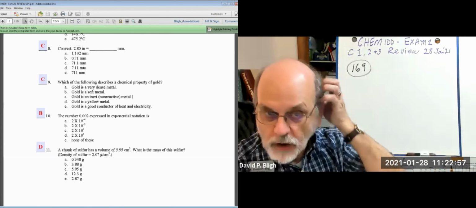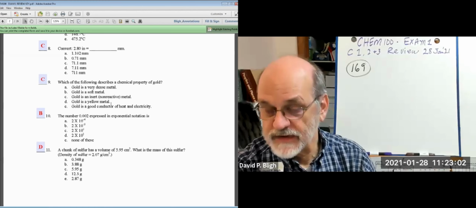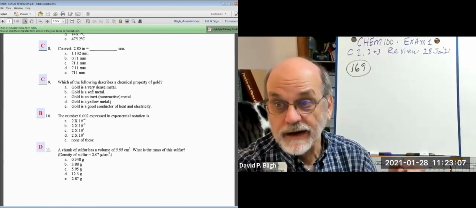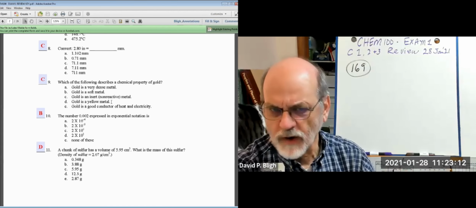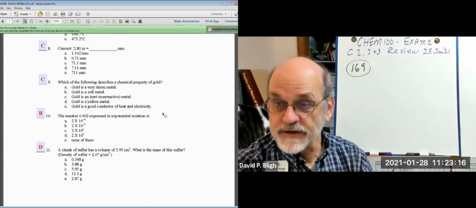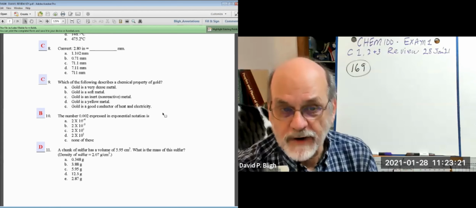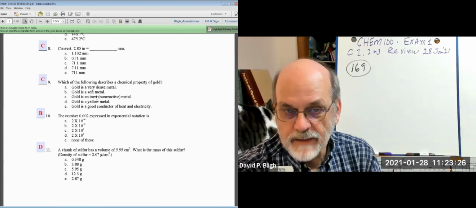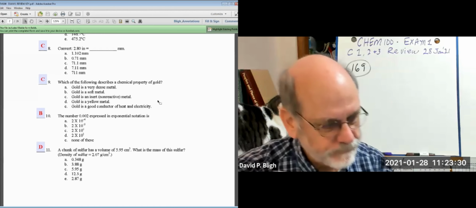Since we don't have any oddballs at the end, like all of these, none of these, 2 of these, once you find the right answer, you're done. But if we look at gold as a yellow metal, yellow is a physical property. Gold is a good conductor of heat and electricity. That's a physical property. They're all properties here, but this is the only one that is the chemical property. Okay?